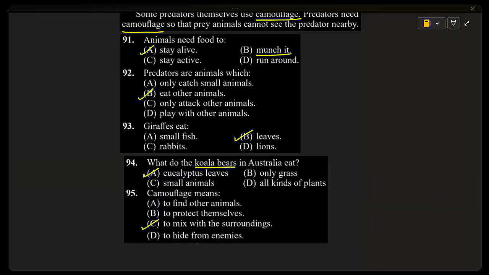Bhuvan, predator means, for example, a lion is going for hunting and it hunts down a deer. Then the lion is called predator and the deer is called prey. Okay, sir. Shivansh, what is your doubt? Sir, what is the meaning of predator? Just now I told you, the animal which is going for hunting is called predator, and the animal which is getting hunted is called prey. Okay, sir.